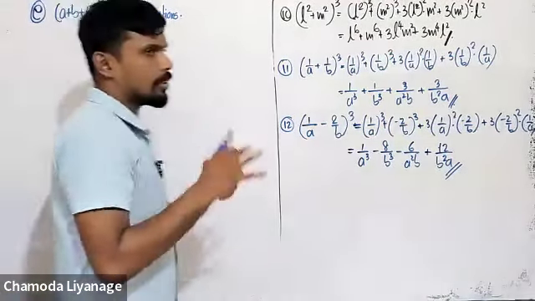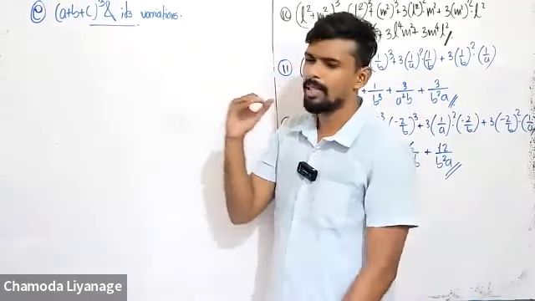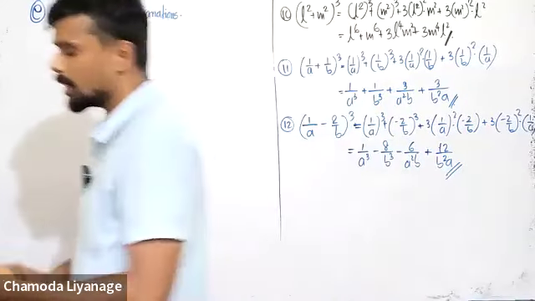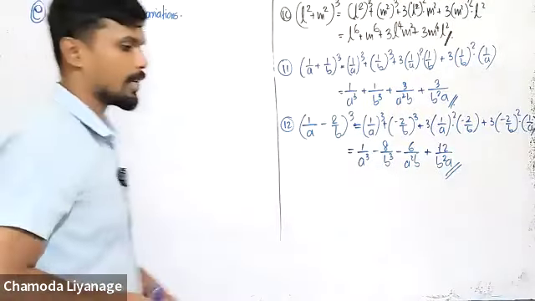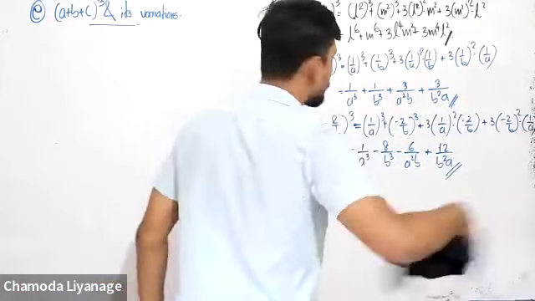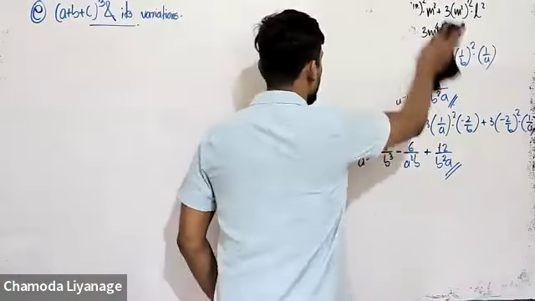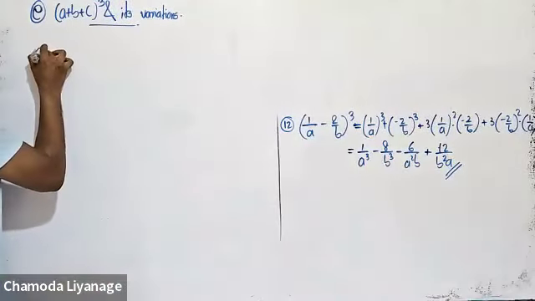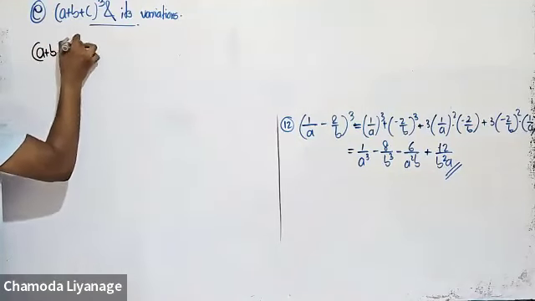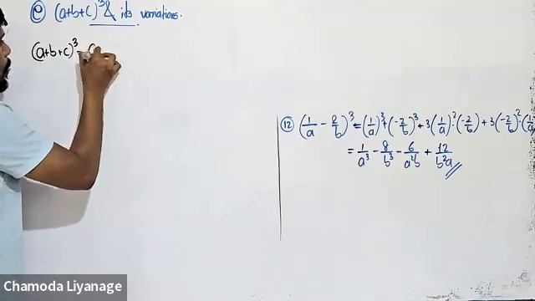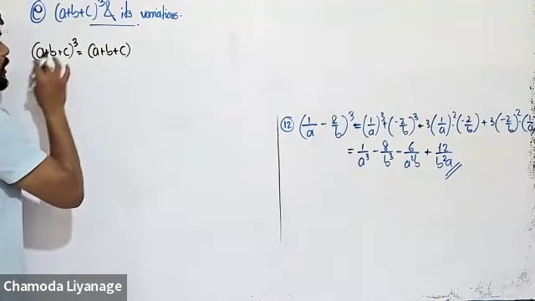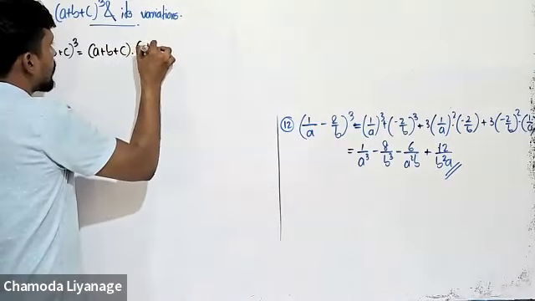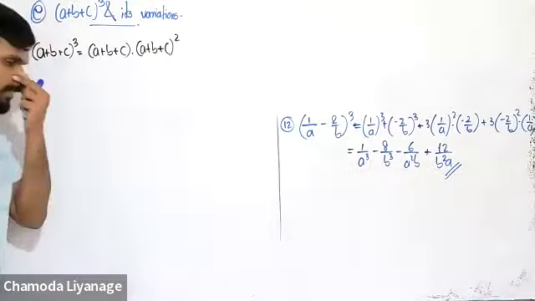So the expansion of this is a little bit longer than the other expansions. There are more terms, right? So let's derive the expansion. Okay, now look at the board. A plus b plus c cube equals a plus b plus c into a plus b plus c squared, right?